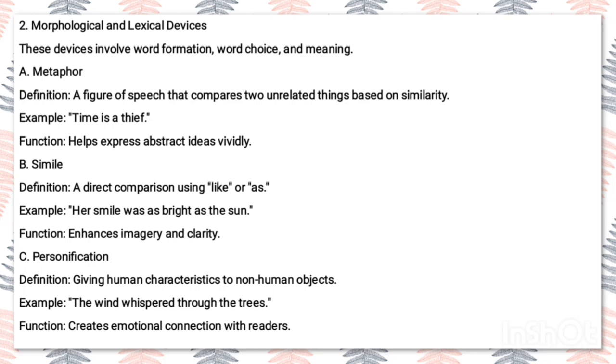Next one is personification. That means giving human qualities to a non-human object or abstract concept. For example, the wind whispered through the trees. Its function: it makes non-living things seem more relatable or alive, deepening the emotional impact.